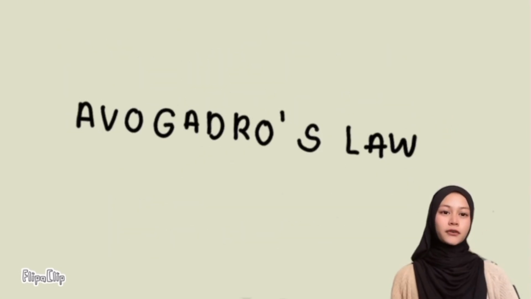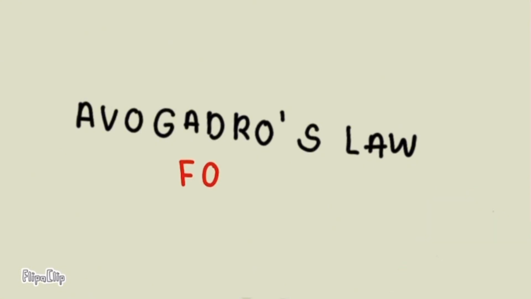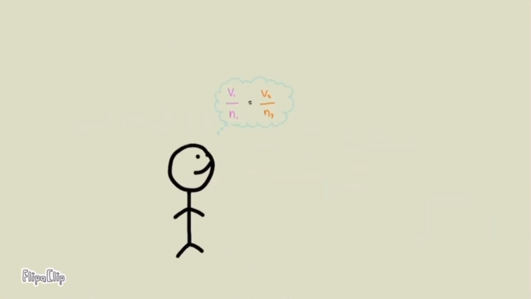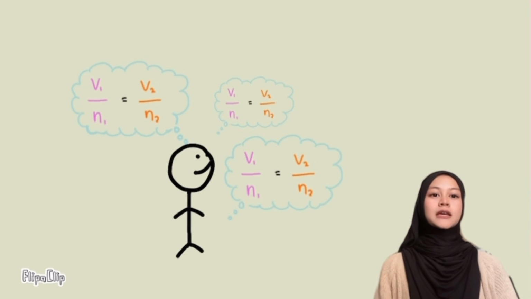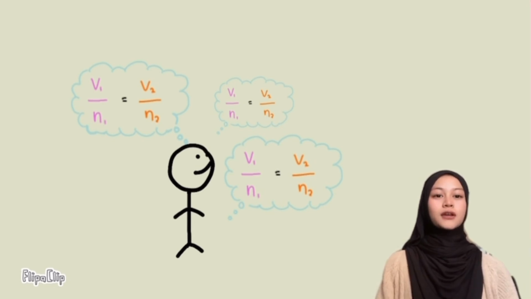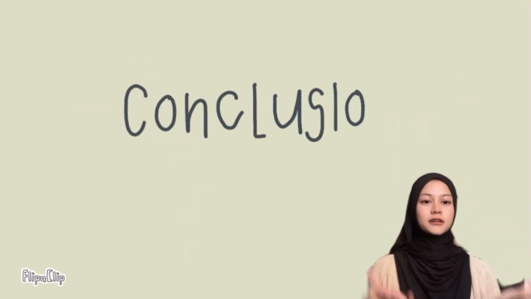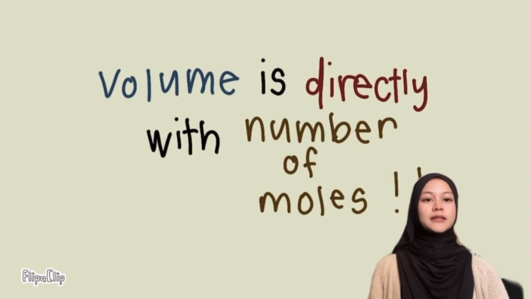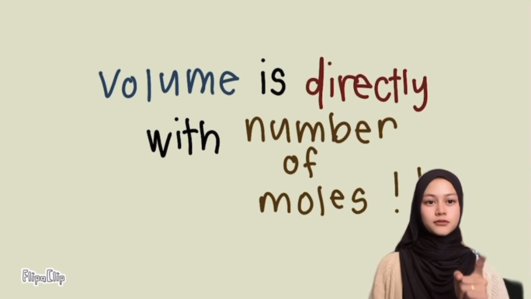Oopsie, I almost forgot to tell you about the formula. It is V1 over N1 equals V2 over N2. You need to remember, okay? To conclude, volume is directly proportional to number of moles.